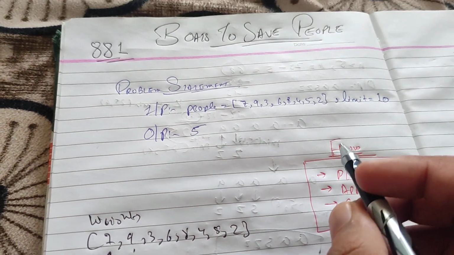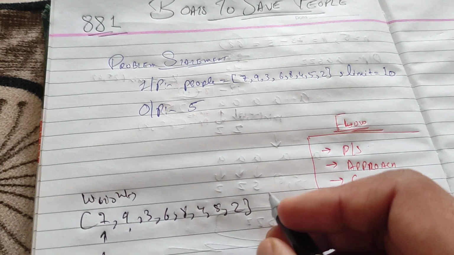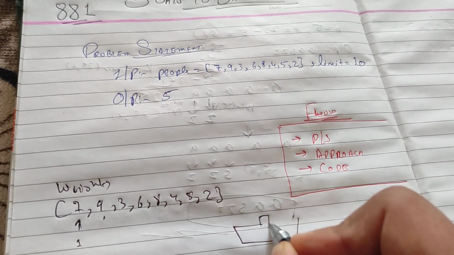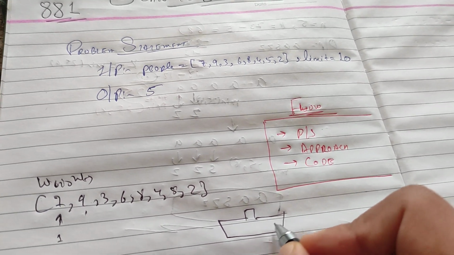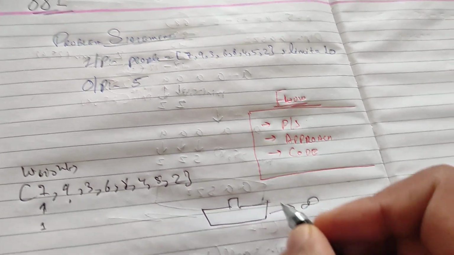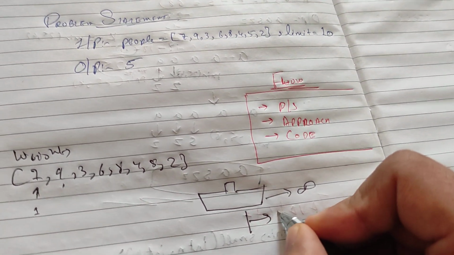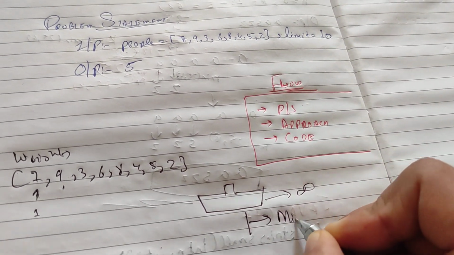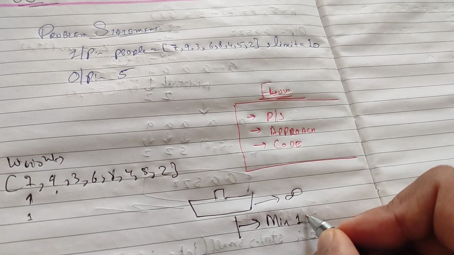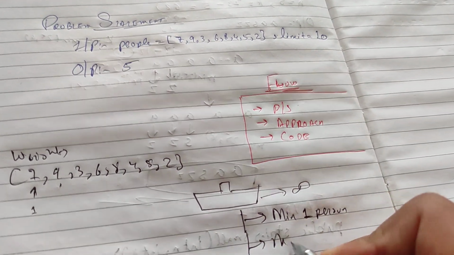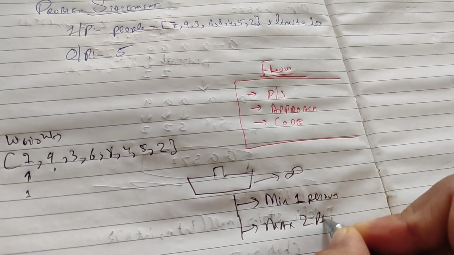Now what we have to do: we are given an infinite number of boats. Let's say this is our boat, and these are infinite in number. But there are some conditions. The first condition is we can only put a minimum of one person in the boat, and a maximum of 2 persons in the boat.